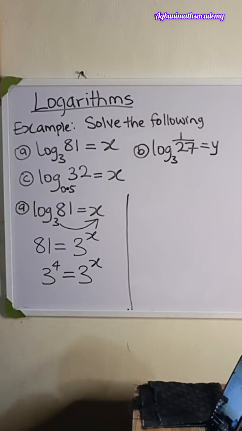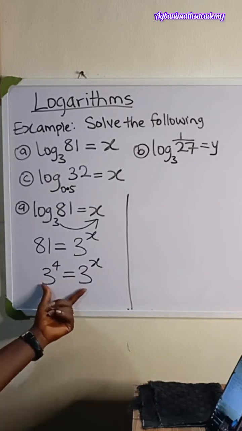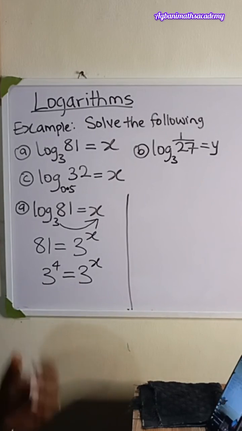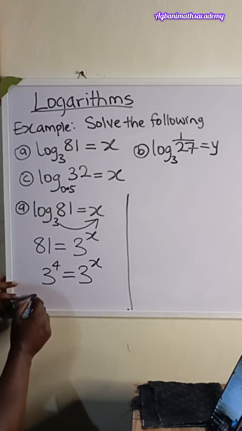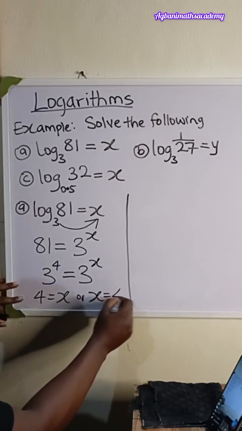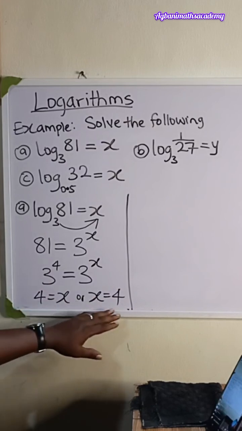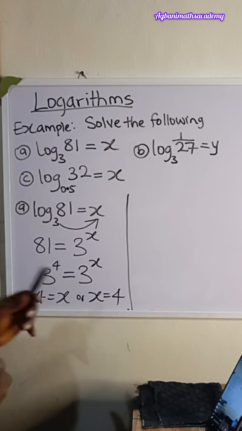From what we learned in our previous class in indices, when the bases are the same, you equate the exponents. Since these two bases are the same, we can simply say 4 is equal to x, or x is equal to 4. Correct. Well done, guys. So the value of x is equal to 4 for this particular question.